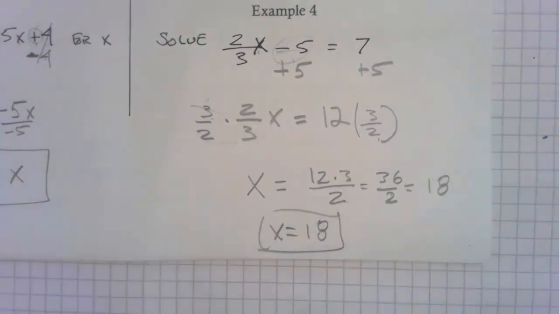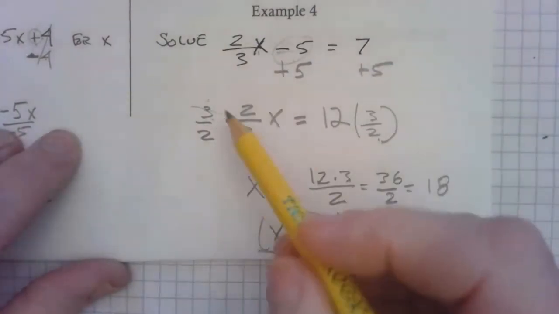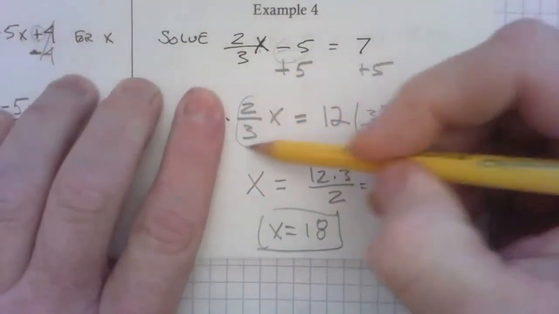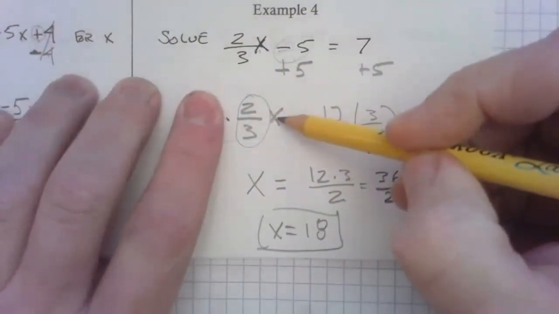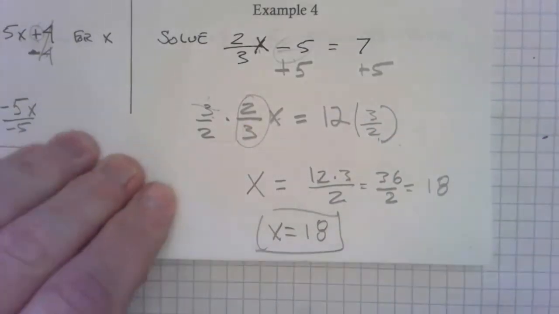Now, this is one of those cases where I let it come out evenly, just to help you along. But the little thing that's new here is if you have a fraction next to x, what you need to do is multiply by its reciprocal on both sides, by it flipped upside down.